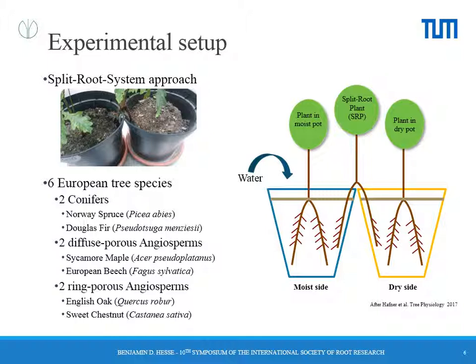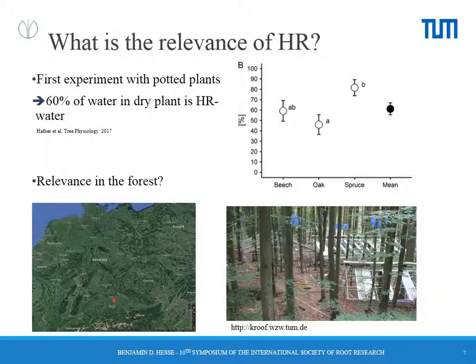We use 6 European tree species, 2 conifers, 2 diffuse porous angiosperms, and 2 ring porous angiosperms, to also have a broader range of anatomy. And in the first experimental results, we saw that for the dry plant you saw in the right pot, the water in it was about 60% of HR water. So 60% of the water in this plant was actually redistributed water.